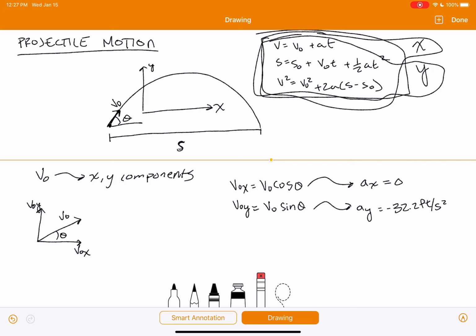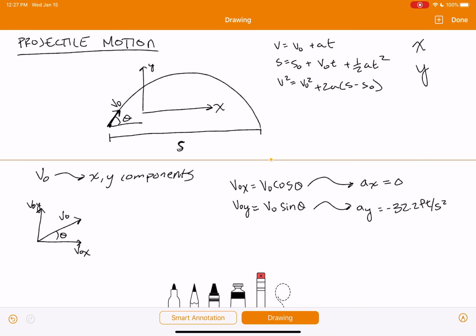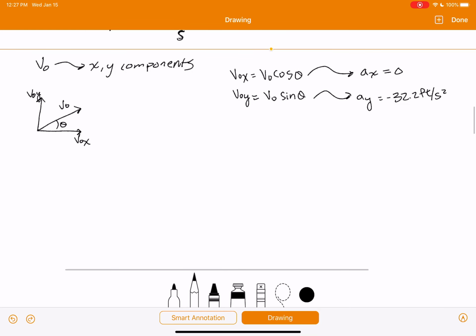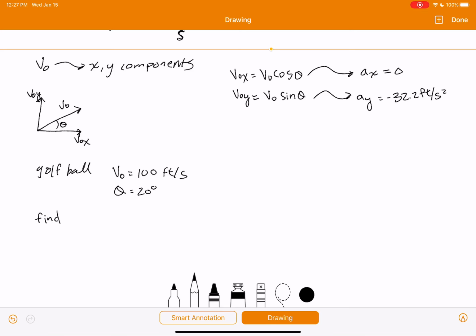So once you have those, then you can just start plugging into these equations up here, and you should be good to go. So if we have a golf ball that is hit with an initial velocity of 100 feet per second at an angle of 20 degrees, and we want to find the hang time for that ball, and we also want to find the travel length.